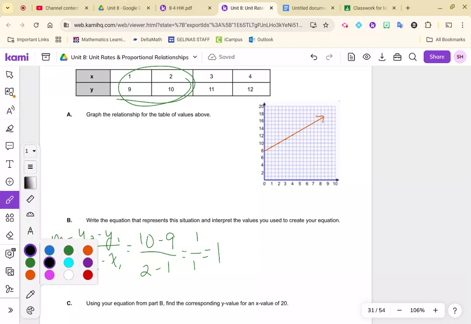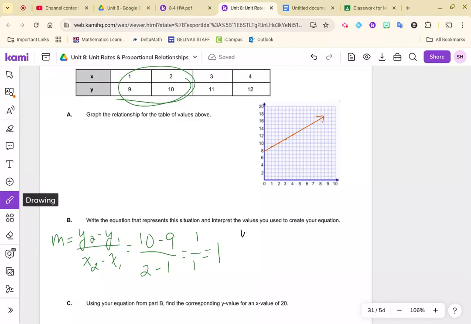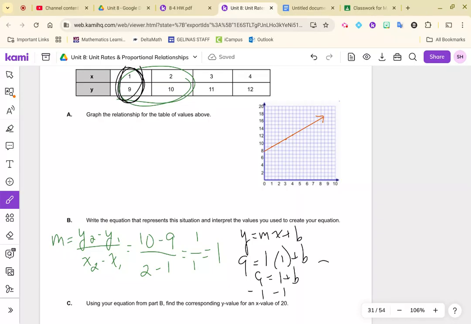And then what I'm going to do is take y equals mx plus b. And I'm going to figure out b by putting in 9 for y, 1 for x, and my 1 for m. And I get 9 equals 1 plus b. And if I subtract the 1 from both sides, 8 equals b. And so my equation would be y equals 1x plus 8.